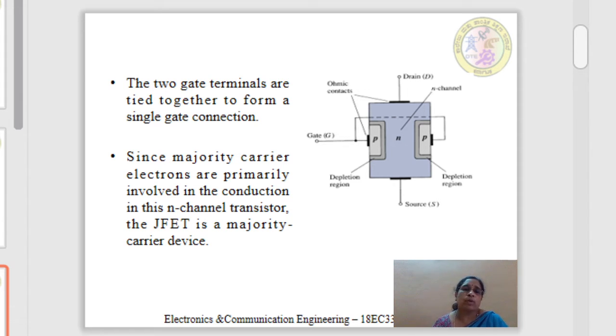We also have a complementary transistor, which is known as a P channel transistor. In a P channel JFET, the channel is P type semiconductor material, and the remaining two regions where the gate is formed are N plus regions. So this is the constructional detail of the device.